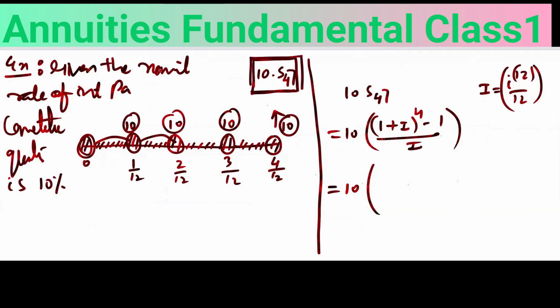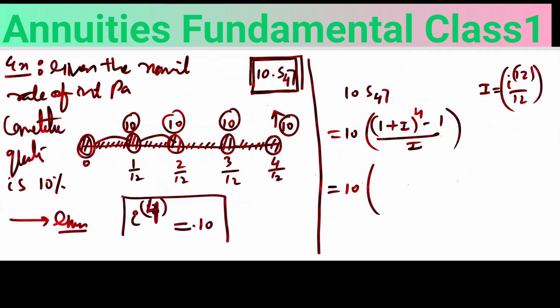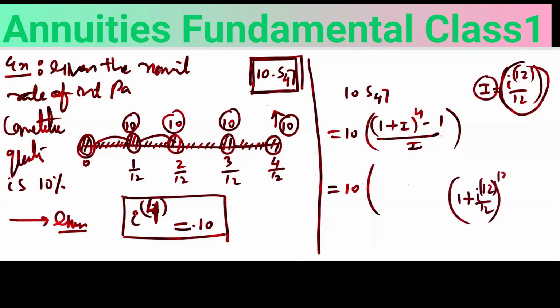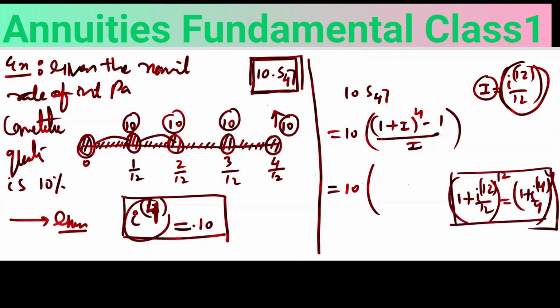Then what will happen? So that means what is given here is I4, convertible quarterly. I4 is given 10%. From I4 10%, you need to find I12 by 12, that is capital I. Again, you have to apply the same formula. Here, 1 plus I12 divided by 12 power 12 must be equal to 1 plus I4 divided by 4 power 4. Because I4 is given, you can put it here and solve this equation to find I12 by 12, which is I. So you solve this, get I. Once you get I, you put here, that's all.